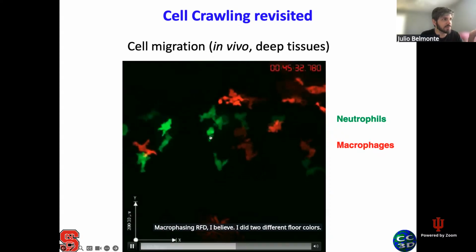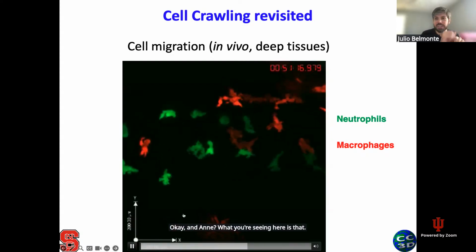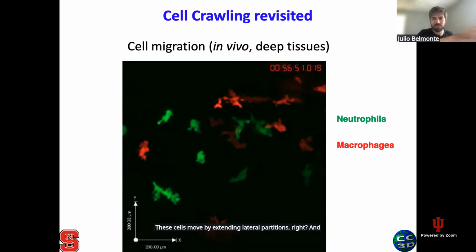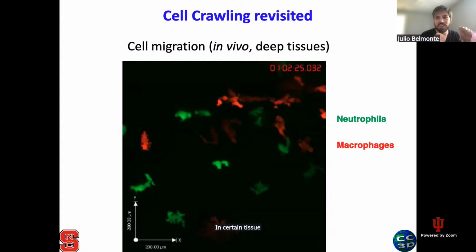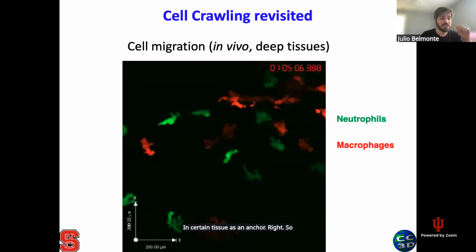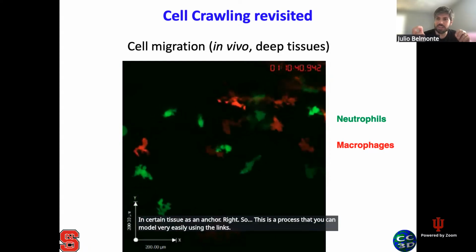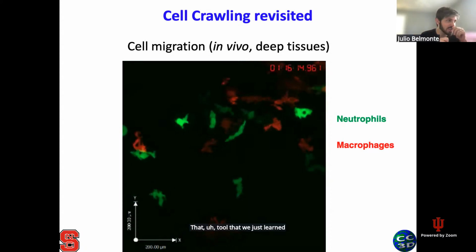What you're seeing here is that these cells move by extending a lot of protrusions, right? And pulling the other cells around, using the other cells in the surrounding tissue as an anchor. So this is a process that you can model very easily using the links tool that we just learned in the previous module.